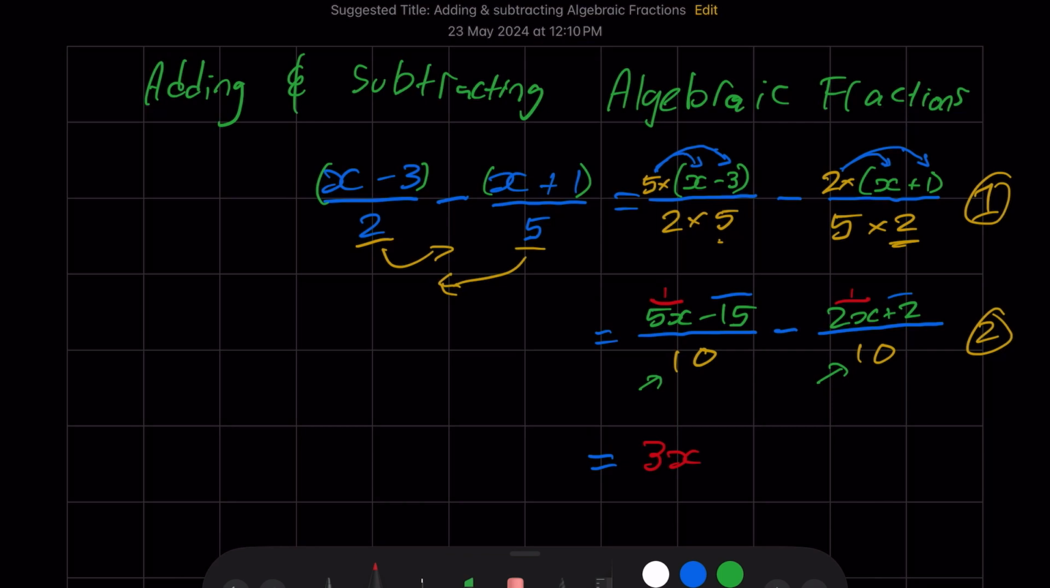For our next one, we have negative 15 take positive 2. So in your calculator, negative 15 take positive 2. Negative 15 take positive 2 is negative 17. Take 17. All of this is over 10, and that is our answer.